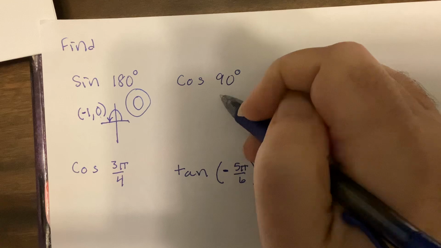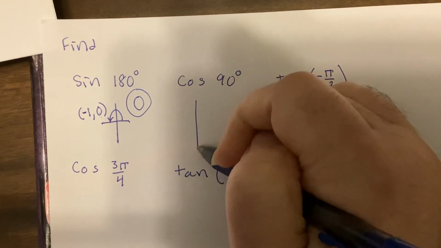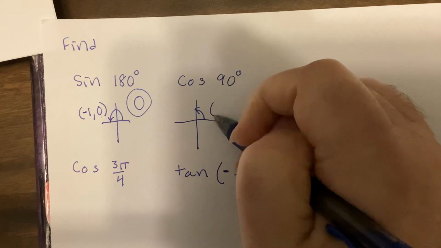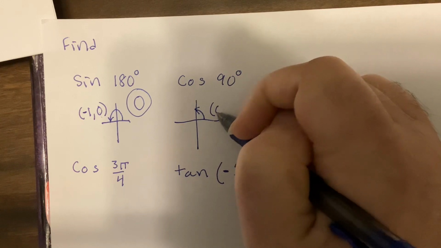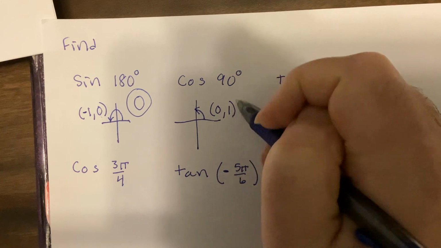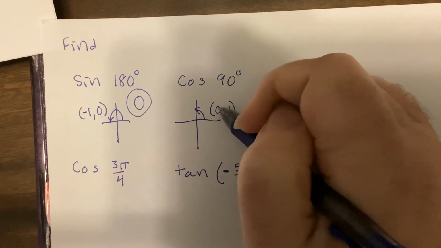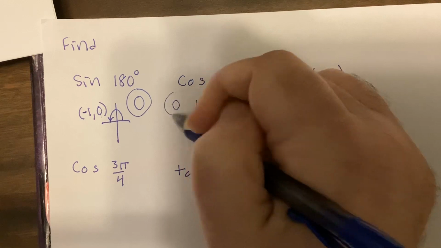Cosine 90, again, quadrantal angle. So we pick a point, 0, 1. Cosine is x over r. R would be 1. X is 0, so another 0.